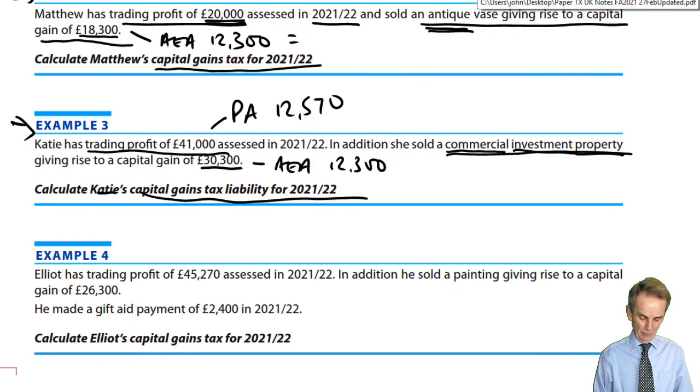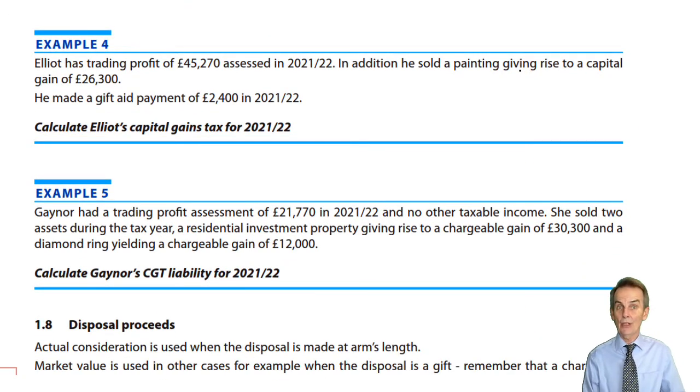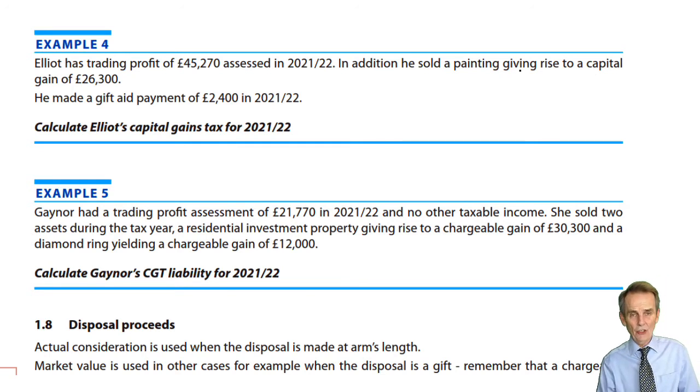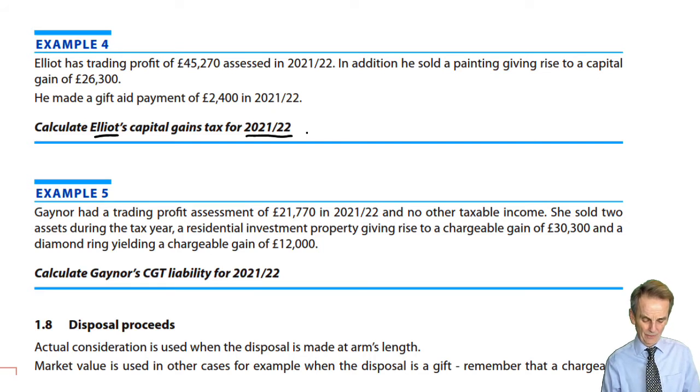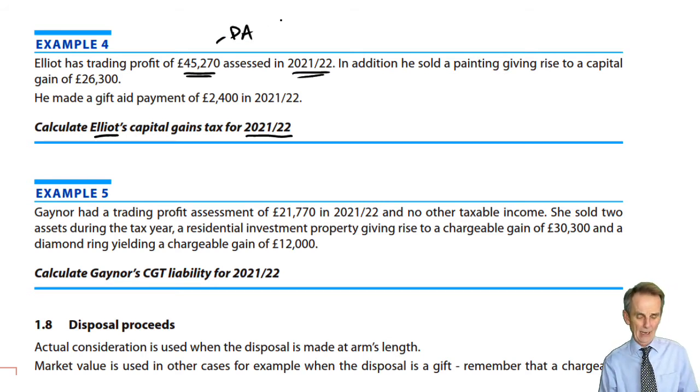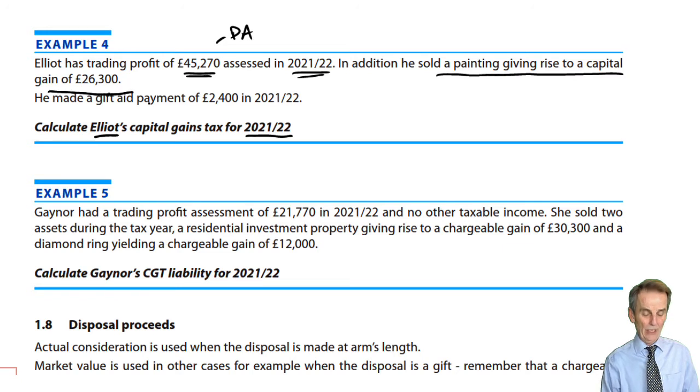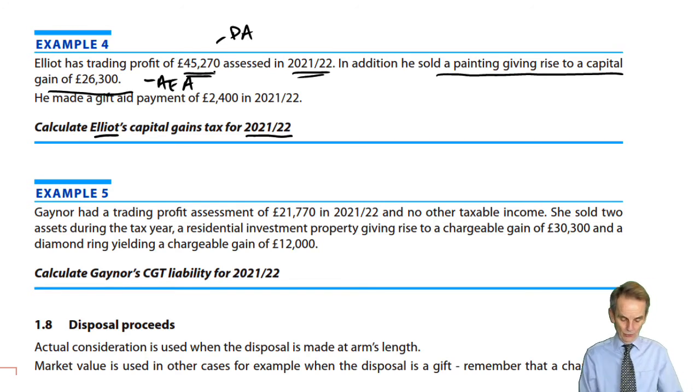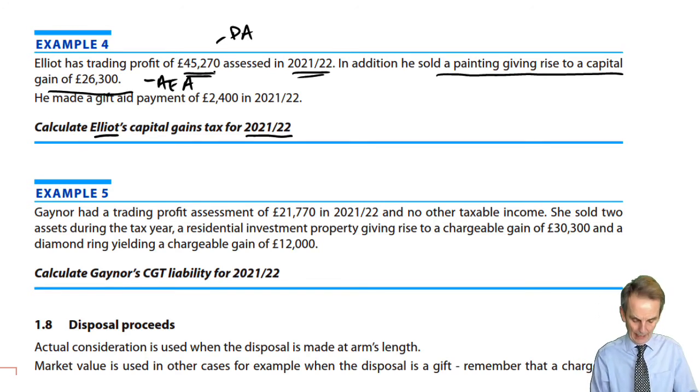Back to our examples. Next one up, they're coming thick and fast now. Calculate, again, it's a CGT liability that we need for this taxpayer Elliot, and it's for the 21-22 tax year. Again, we're looking at a significant amount of trading profit being assessed in 21-22, again from which you'll deduct the personal allowance to get your taxable income. In addition, sold a painting, giving rise to a capital gain of 26.3, again therefore a significant amount of capital gain. We'll be taking, of course, our AEA away from that in order to establish the taxable gain.